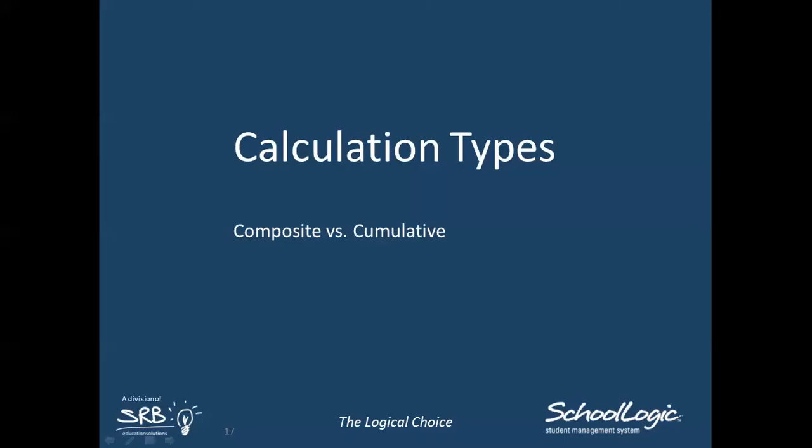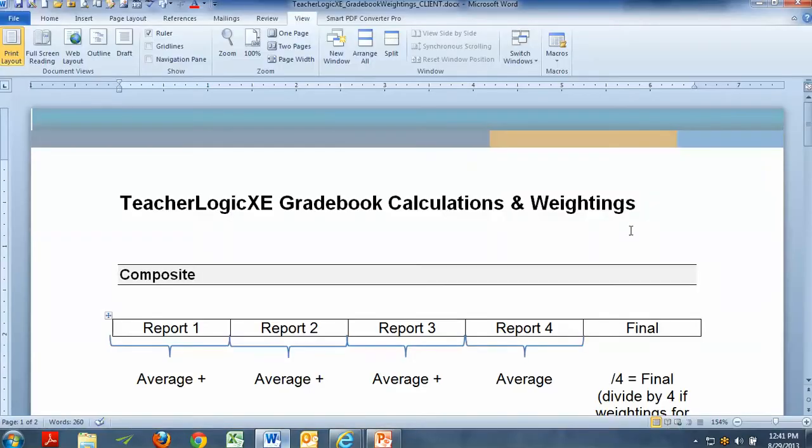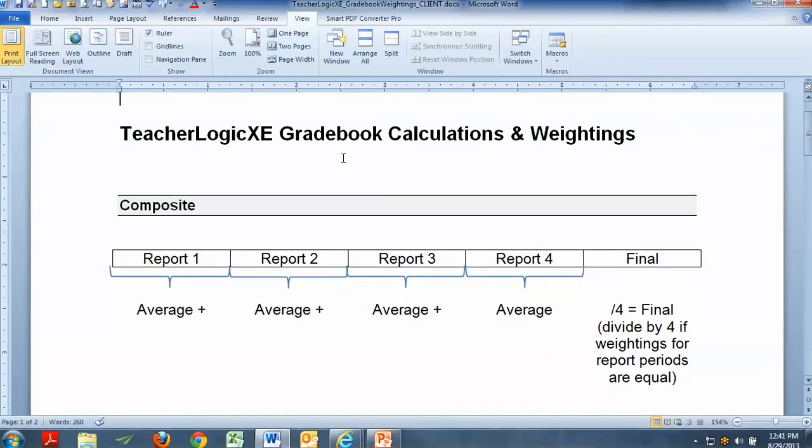The next thing that we want to talk about is calculation types. Now we're getting down to the nitty and the gritty here. These are some really basic building blocks of teacher logic. Let's bring up a little document here, because this business about composite versus cumulative, we're going to bring up a little document to help us out. This little chart explains this very, very basic part of our software. So you've got composite, which is the Canadian phrase, or composite, which is how the Americans pronounce it.